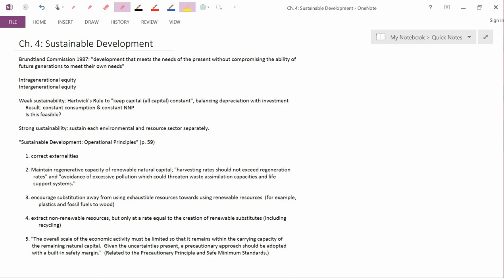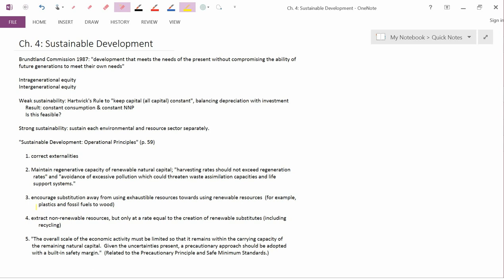So that's talking about natural resources and renewable natural resources. And so you should exploit them in a sustainable way. So harvesting rates should not exceed regeneration rates. Okay, so that's about renewable natural resources. Then their next quote, the quote that starts here, is about environmental economics. It's about pollution. Avoidance of excessive pollution, which could threaten waste assimilative capacities and life support systems. So some amount of pollution is okay because the environment has these self-cleansing properties for some pollutants. That's the waste assimilation capacities. But pollution should never be so much that it overwhelms the waste assimilation capacities and it threatens life support systems. Okay.